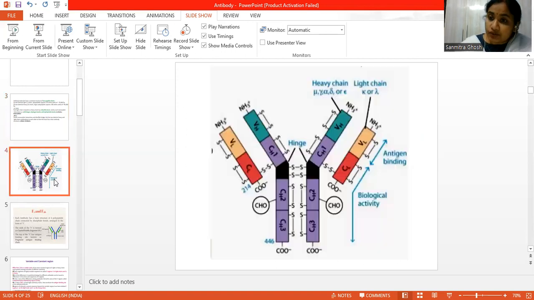So if we go to the picture, here we have the light chain, this is another light chain, and these two are the heavy chains. This light chain will interact with one of the heavy chains, and the other light chain will interact with another heavy chain, and they form this tetrameric structure.